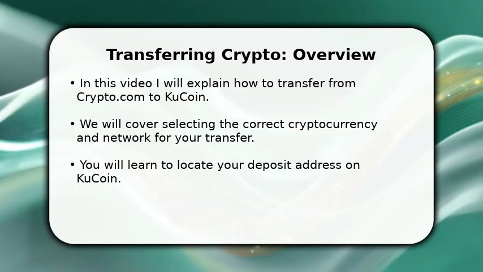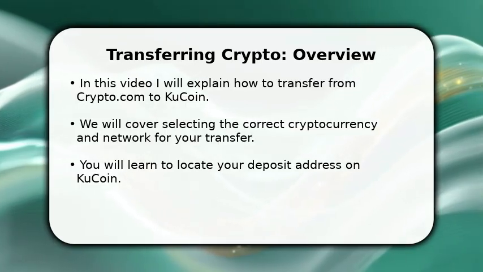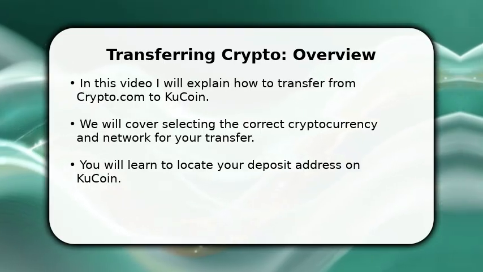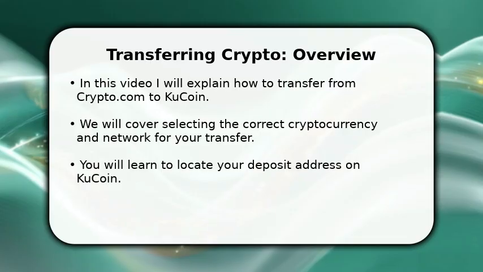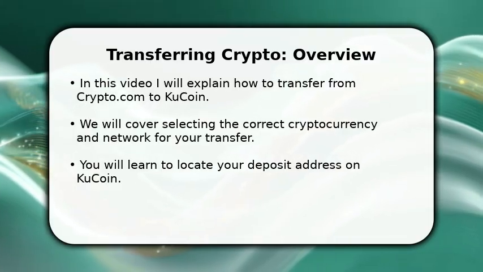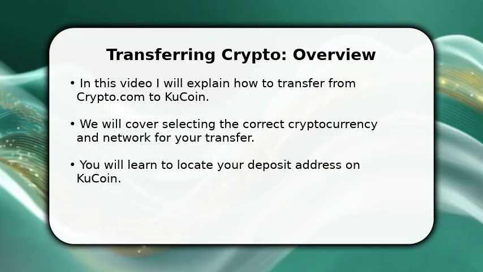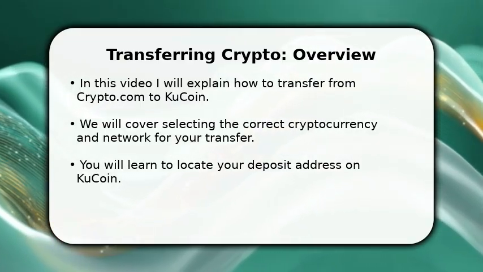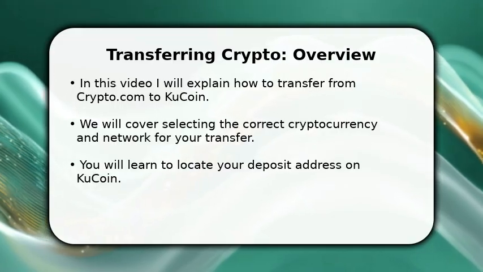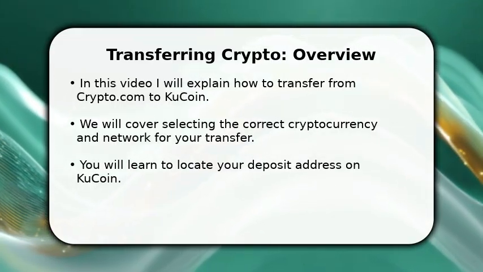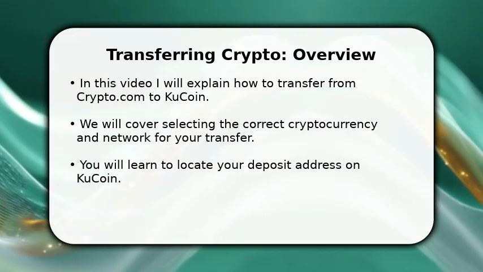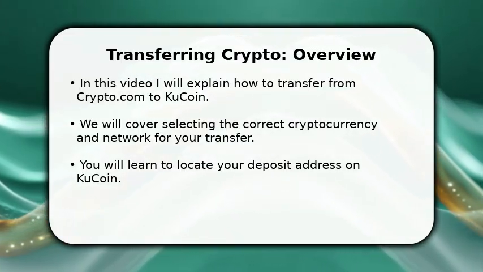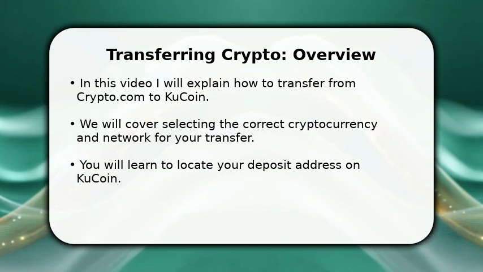In this video, I will explain how to transfer your cryptocurrency from crypto.com to Kucoin using an easy method. This process involves just a few straightforward steps to ensure your assets arrive safely. We will begin by preparing your crypto.com account for withdrawal, then move on to finding your unique deposit address on Kucoin. It is crucial to pay close attention to the network selection to avoid any potential issues. Let's get started and make this transfer smooth and simple for you.